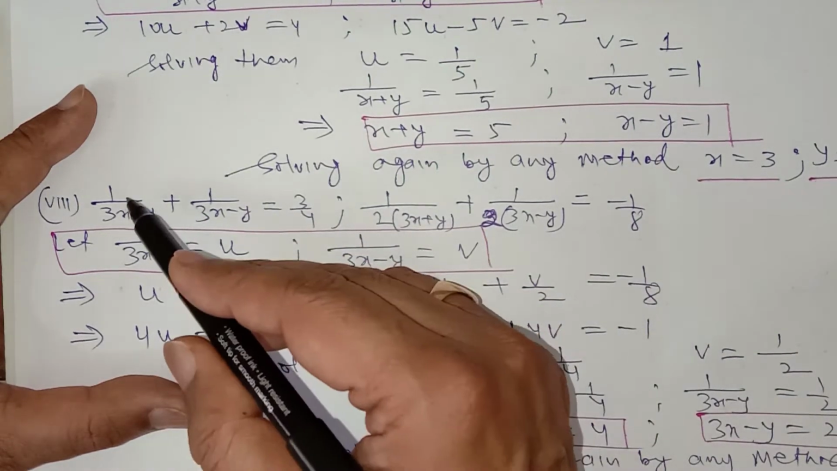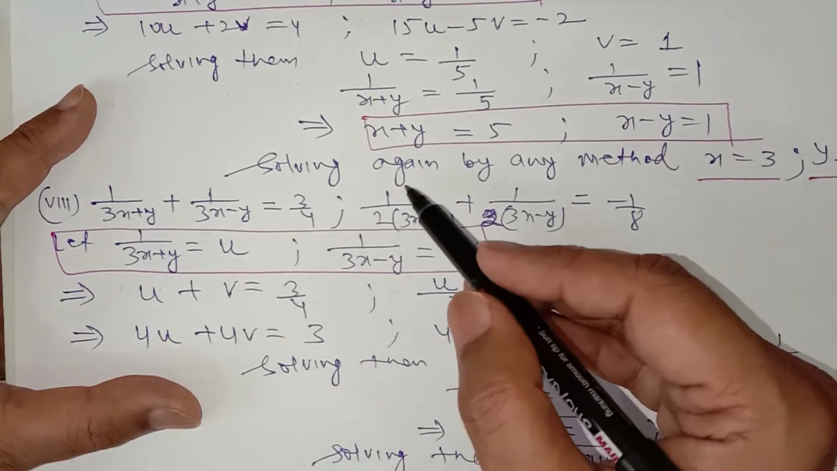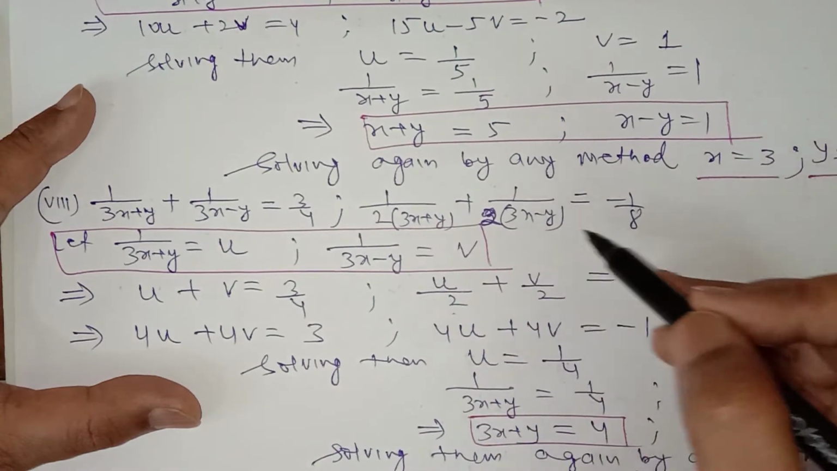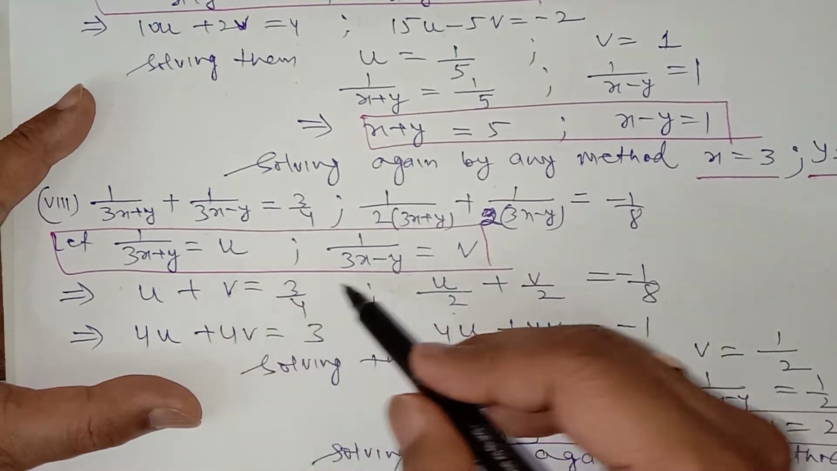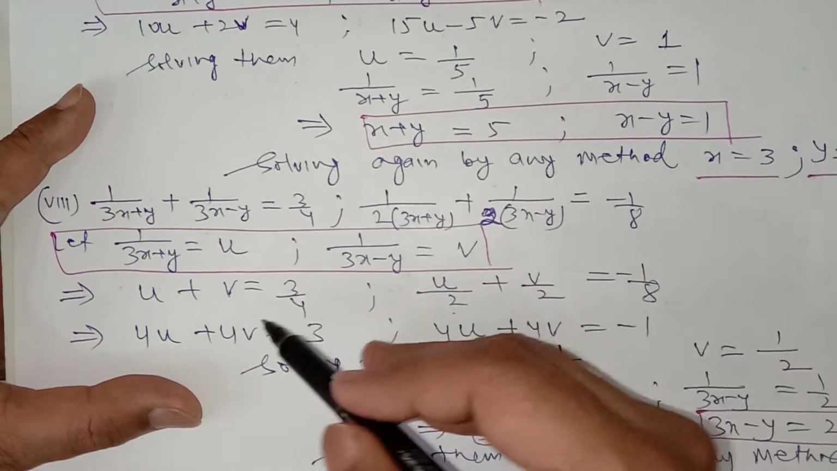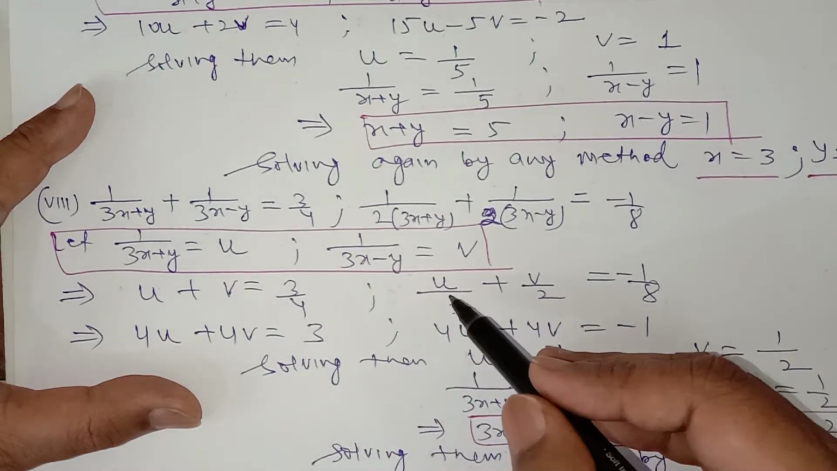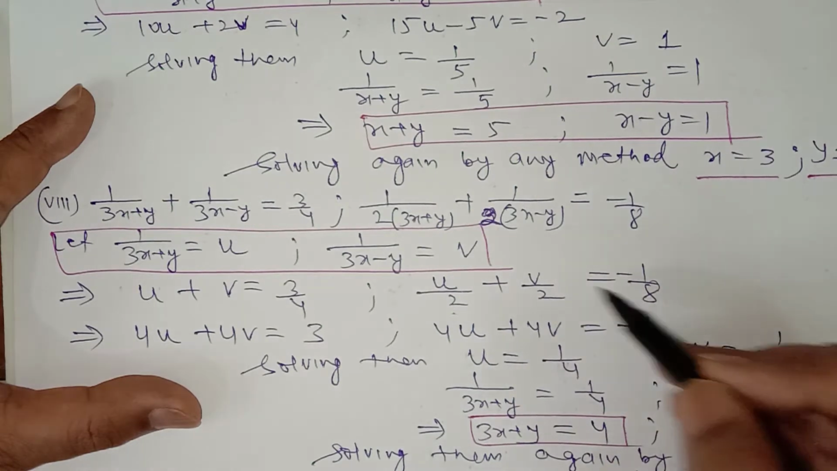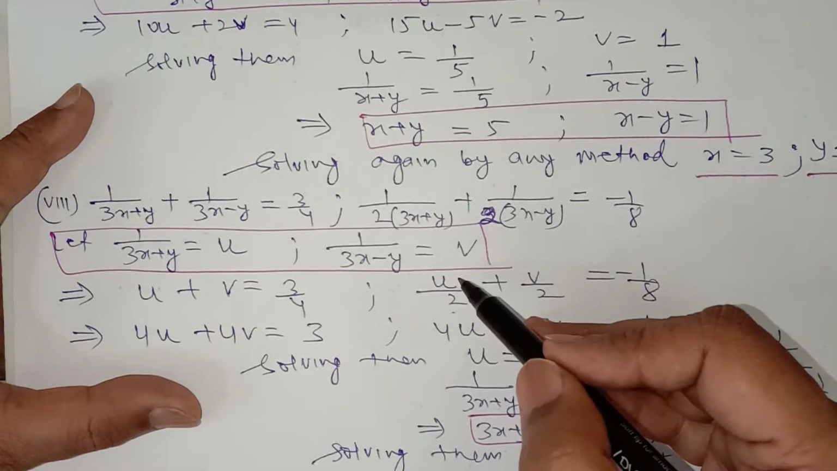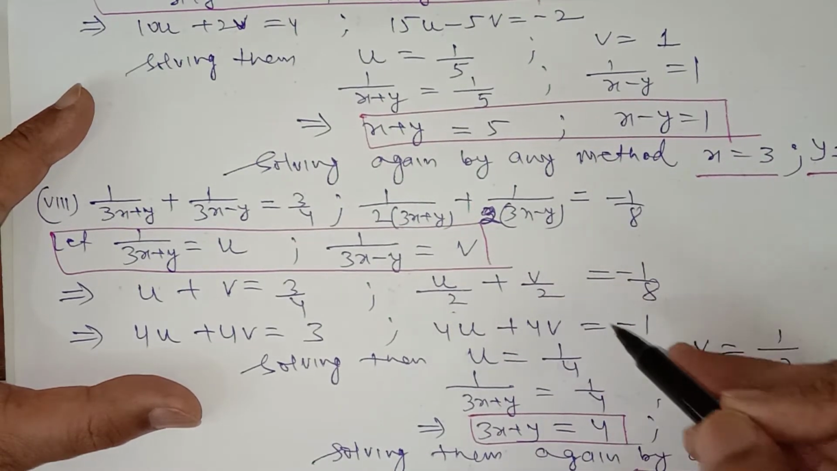So this comes out to be u plus v is equal to 3 upon 4, and u upon 2 plus v upon 2 is equal to 1 upon 8. You have to arrange these equations also before solving them. So it comes out to be 4u plus 4v is equal to 3. You cross multiply with the 8. So it comes out to be 4u plus 4v is equal to minus 1.